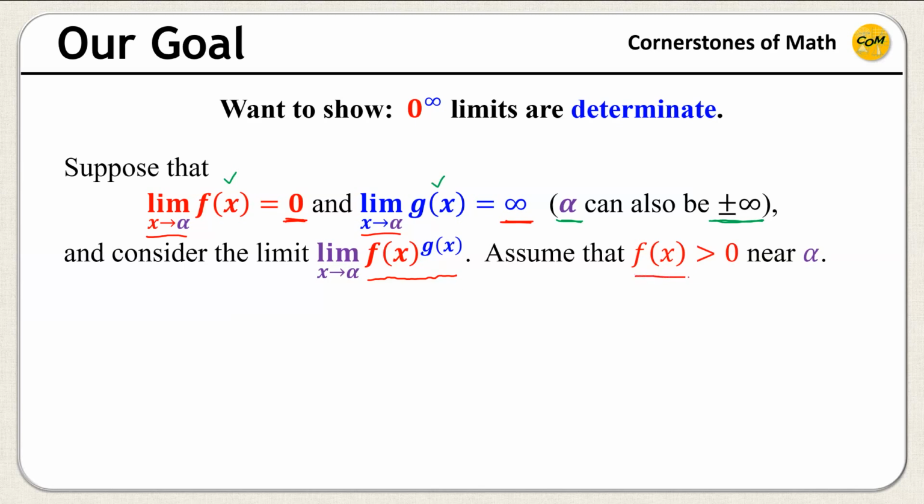Here we deal with the case where f(x) is positive in the vicinity of alpha, because f(x) is at the base, and when it comes to exponential functions, the base stays positive for most cases. Under this setting, we want to prove that the limit of f(x) to the power of g(x) as x approaches alpha is 0.